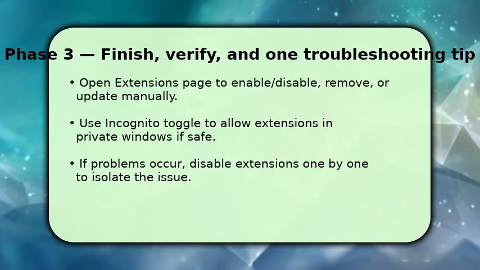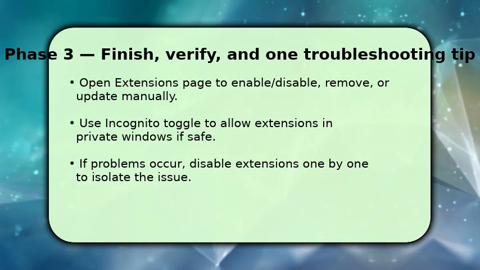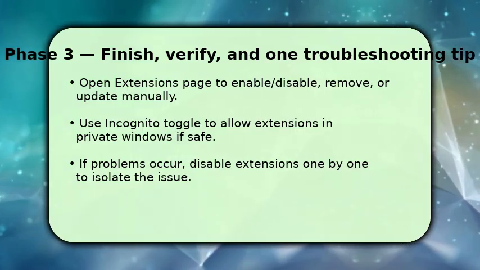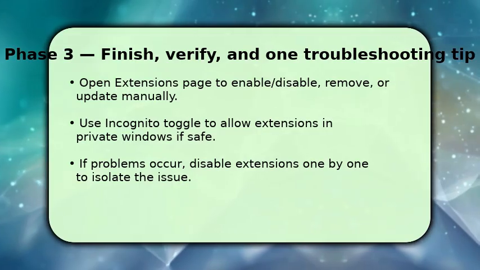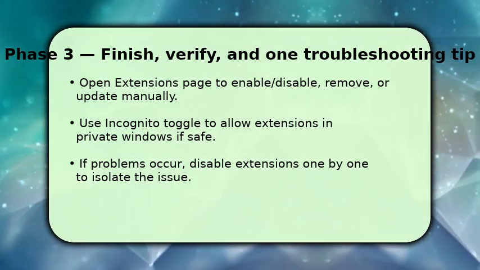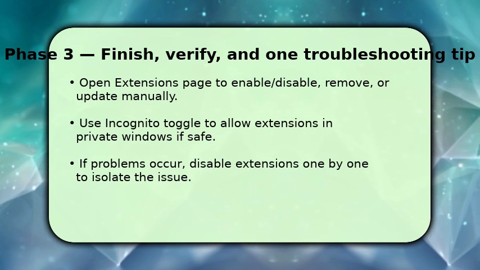If Chrome slows or pages break, disable extensions one at a time to isolate which one caused the issue. This is the fastest diagnostic. If removal still leaves problems, clear cache and restart Chrome, and make sure no conflicting security software blocks extension processes.